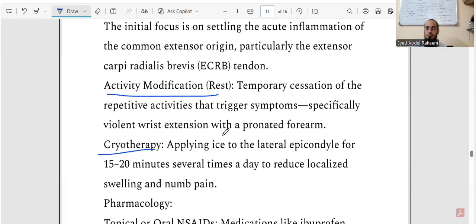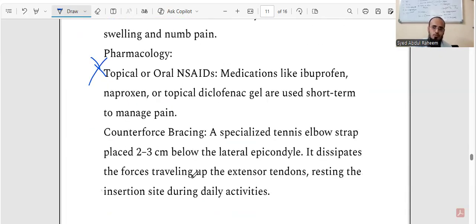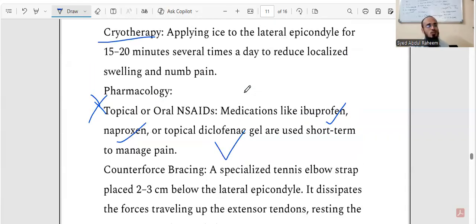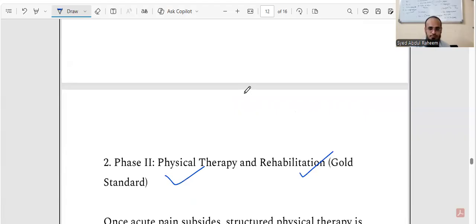You can also advise the patient, but do not give painkillers. It is not our duty, it is not our treatment. It is part of modern medicine. Some doctors advise topical application of painkillers like ibuprofen, naproxen, diclofenac gel. Most people apply these and they will come to your clinic also, but it's short-term relief. There is no improvement in the long term.